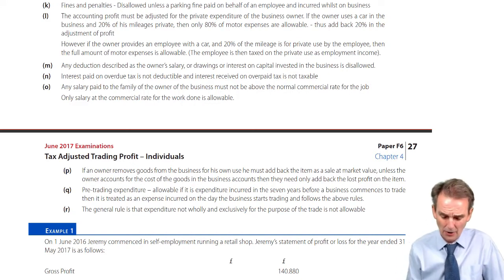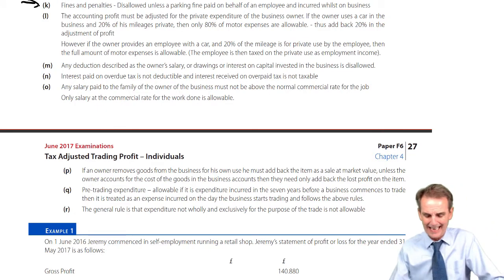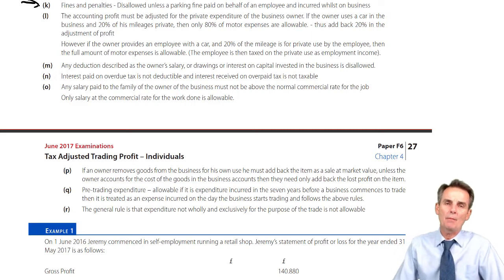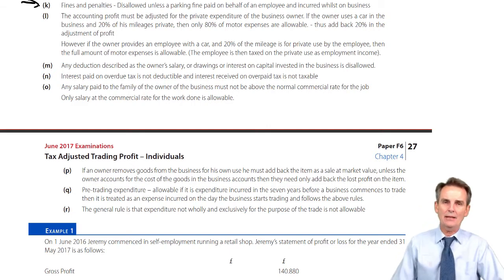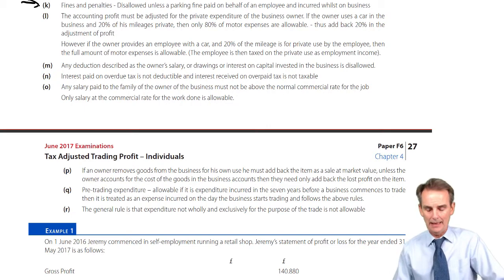Now we've worked through as far as this one here, identified as K, fines and penalties. Now clearly if the business breaks the law, then you are not going to have any fine that is charged, any penalty that is charged as an allowable expense. So the basic rule of thumb here is that we'll disallow any fines and penalties.